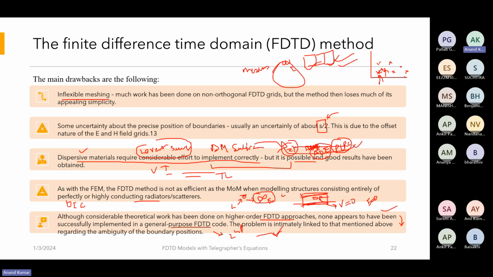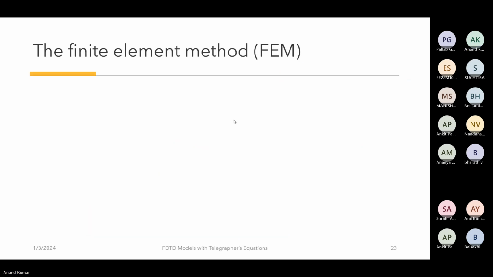So that was it about the FDTD method. I see that we might run out of time for the slides that we have. So we'll quickly look at the finite element method and then conclude the class, and then we'll start with the FDTD method in the next class.